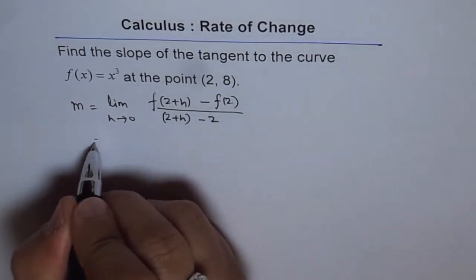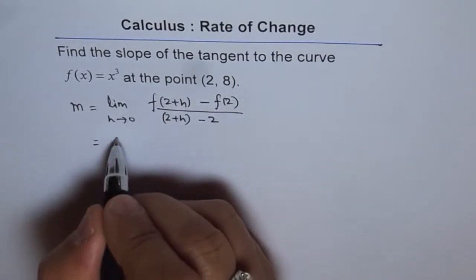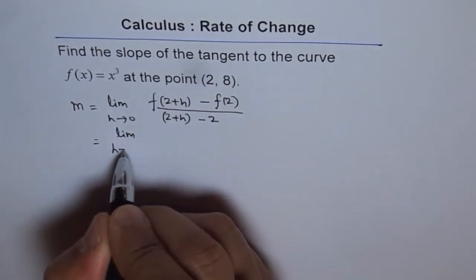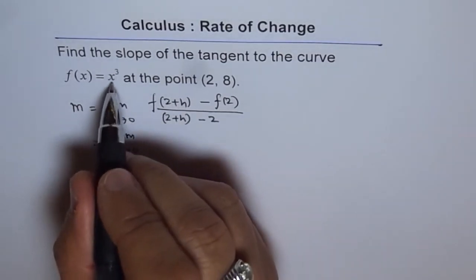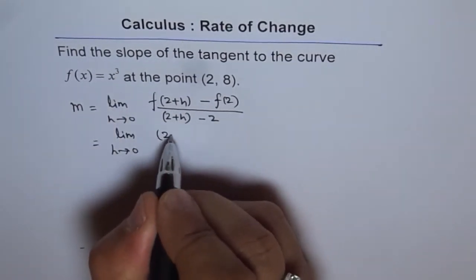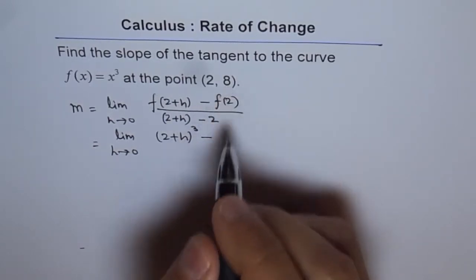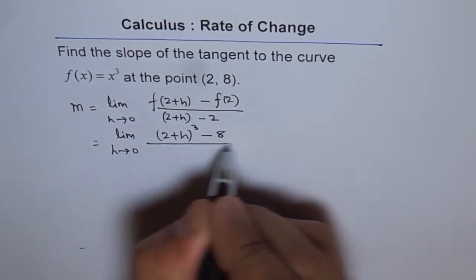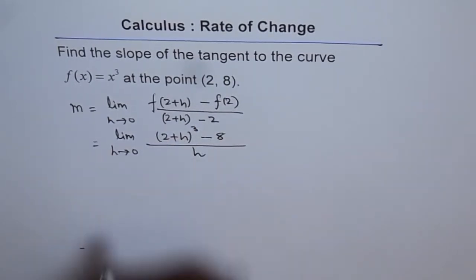Now, we'll plug in 2 plus h into our function and find the value. So it's the limit as h approaches 0. f of 2 plus h means, since the function is x cubed, (2 plus h) whole cubed minus f of 2, which is 8. So we can write 8 here. And then we have 2 plus h minus 2, which gives us h.